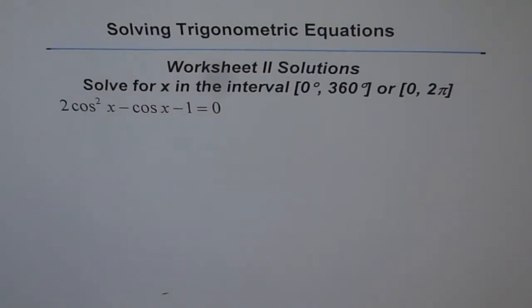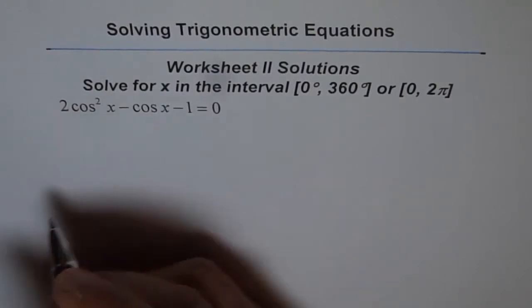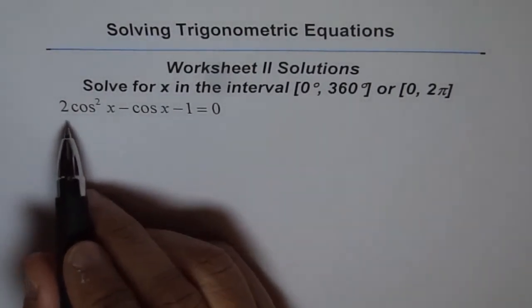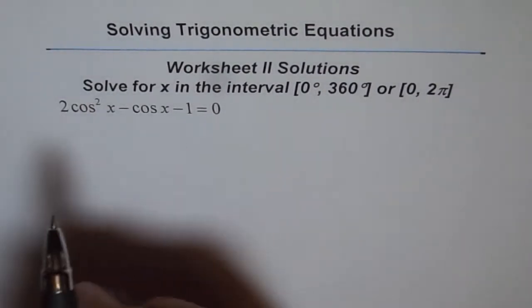These quadratic equations are trigonometric quadratic equations, but the method of solving is exactly the same as what you learned for quadratic equations, right? So you'll factor these equations using product, sum and all the rules, and in case you can't factor it, then use the quadratic formula, right, to find the solution. So here we have 2 cos square x minus cos x minus 1.